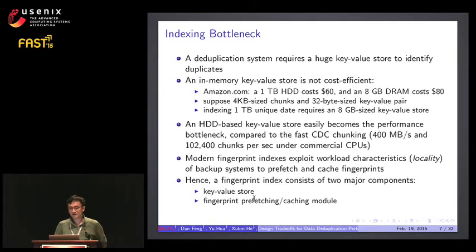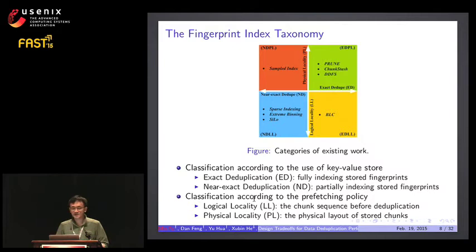So modern fingerprint indexes exploit the workload characteristics of backup systems to prefetch and cache fingerprints. Hence, a modern fingerprint index consists of two major components, a key value store and a fingerprint prefetching and caching module. Based on the two components, we propose a taxonomy for fingerprint indexes. Based on the use of the key value store, we have exact deduplication and near exact deduplication.